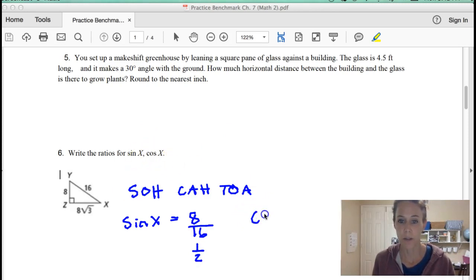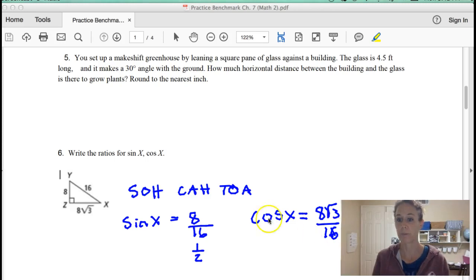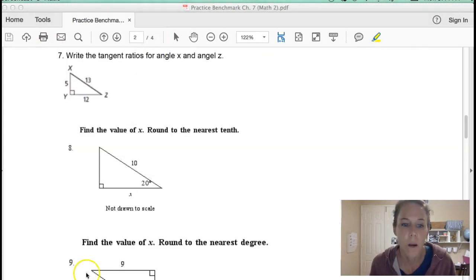Let's do cosine of x. Cosine of x, if we look at cosine, it's the adjacent over the hypotenuse. So here's x. For this angle, I'm going to do the adjacent side over the hypotenuse. So cosine of x is going to equal 8 root 3 over 16. This also reduces. 8 goes into 16 twice, so this would be root 3 over 2. And you're done.